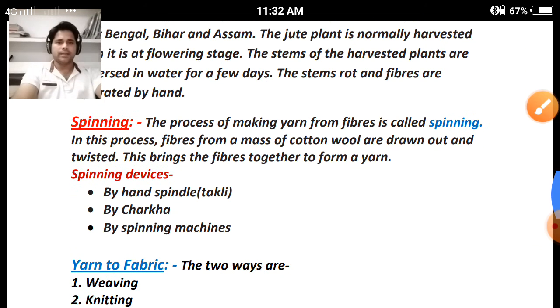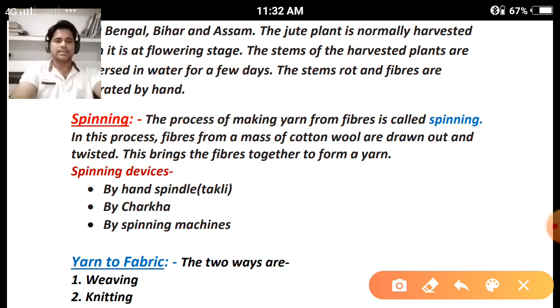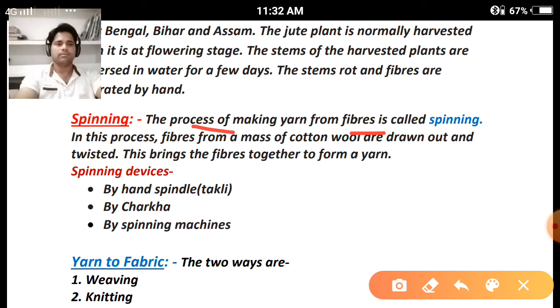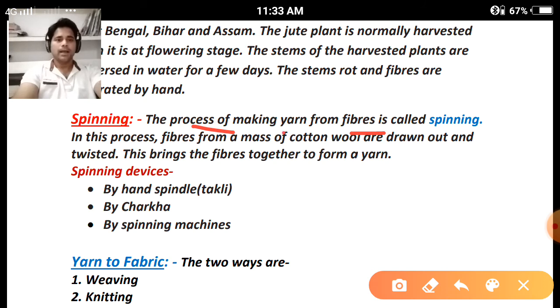Next, spinning. What is spinning? The process of making yarn from fibers is called spinning. What is the meaning of yarn? Yarn: the fibers are combined together and they form a yarn. Yarn is a thread-like structure, and these yarns are made by combining fibers. So that's why this process is known as spinning.